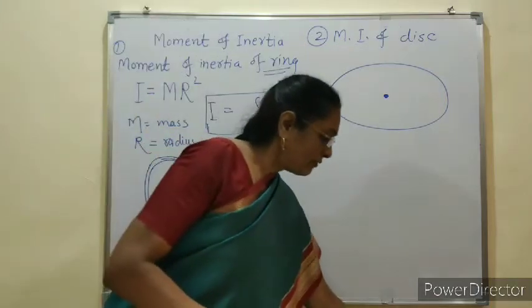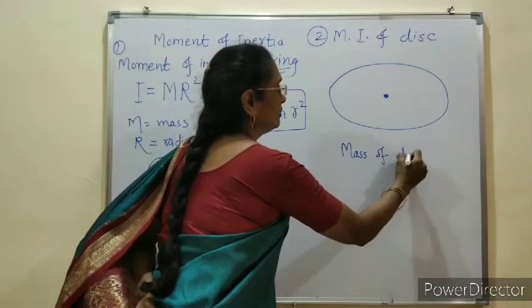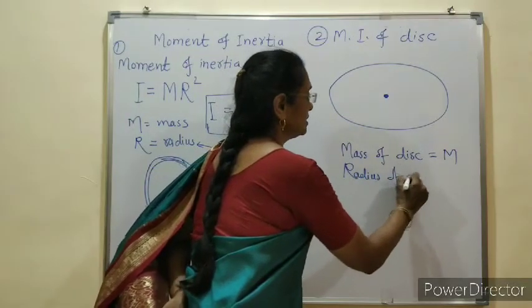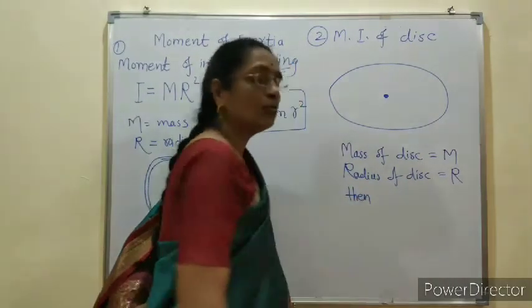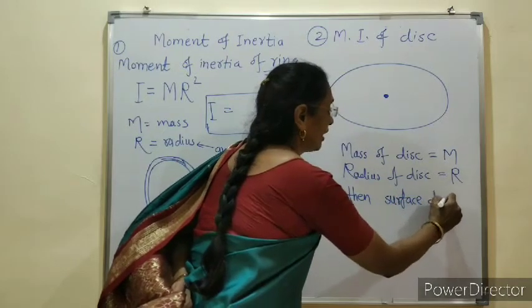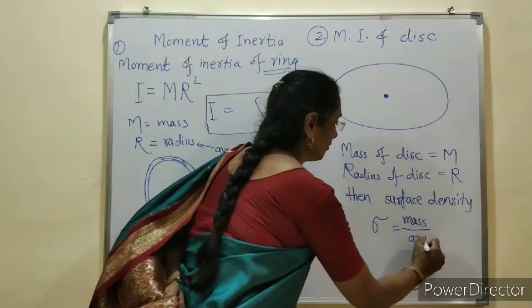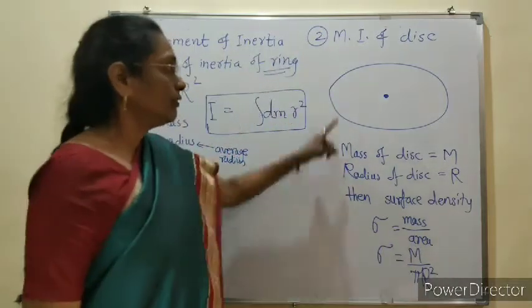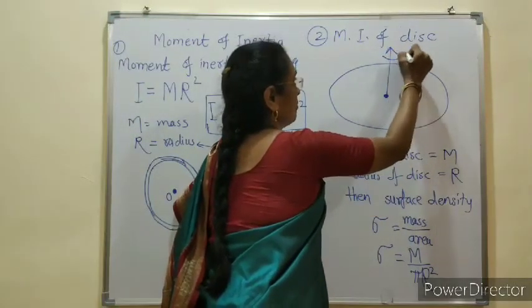its own axis. And for the disk, mass of disk is considered as m, radius of disk is r. Then here we have to use one quantity, its surface density, and it is denoted by sigma. It is given by mass upon area, and it is equal to m upon pi r square. So sigma for the disk is m upon pi r square. Now here I will show the axis of rotation.